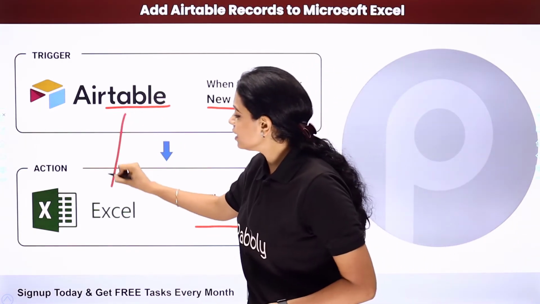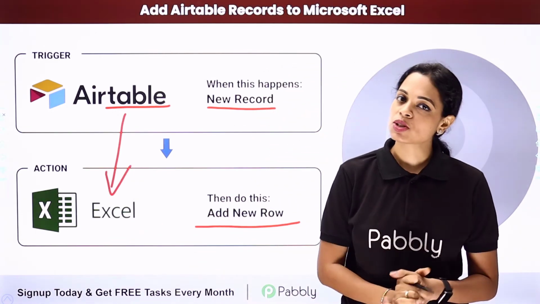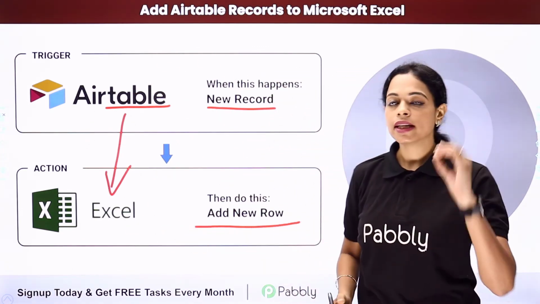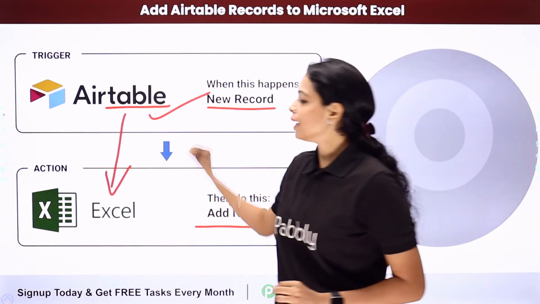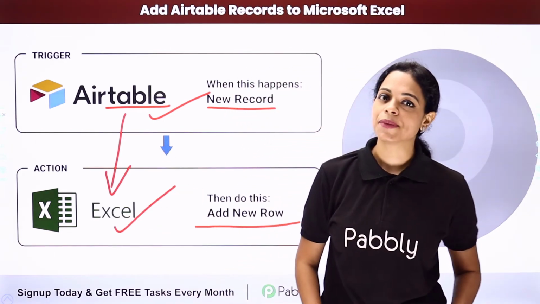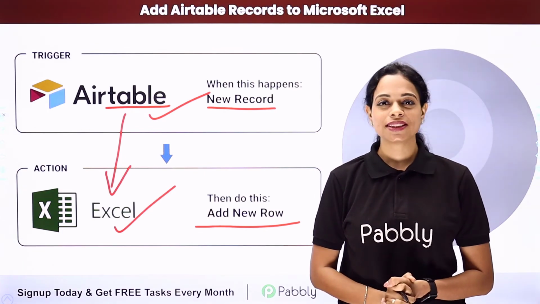By integrating these two applications, and here you can use Pabbly Connect software to do the same. This entire process will be automated. Here your trigger application would be Airtable and your action application would be Microsoft Excel. Now, how can you do it yourself? To understand that, let me take you to my screen.